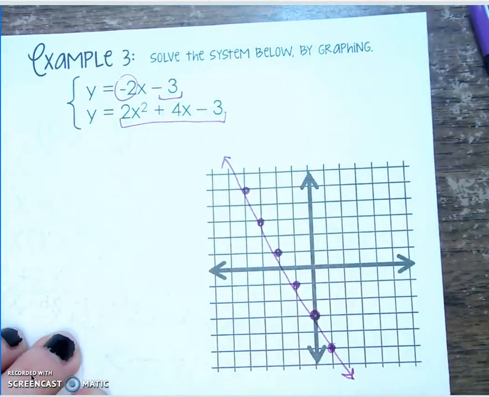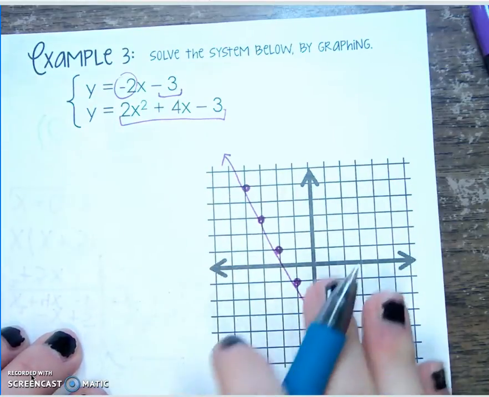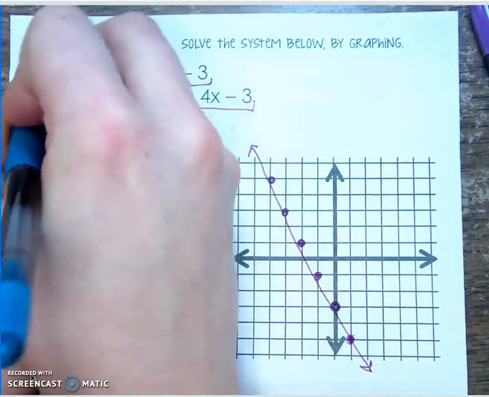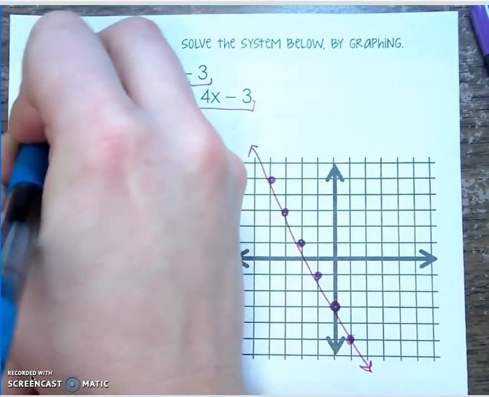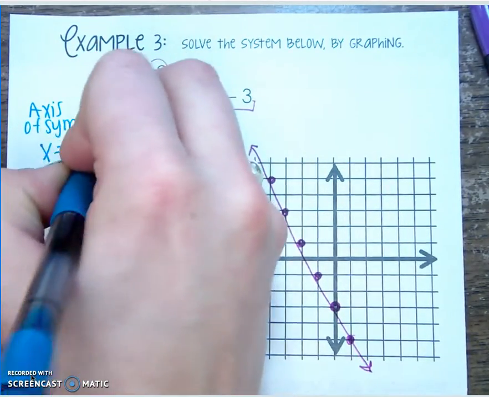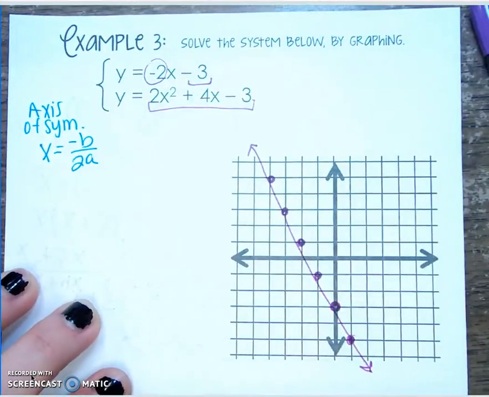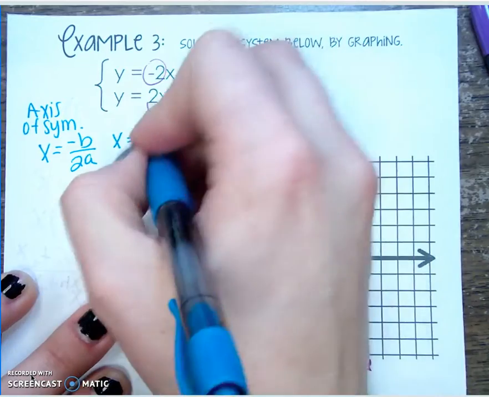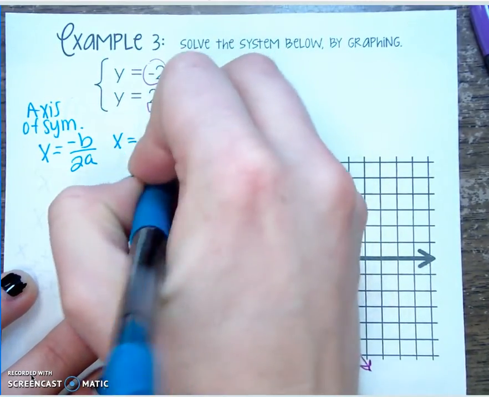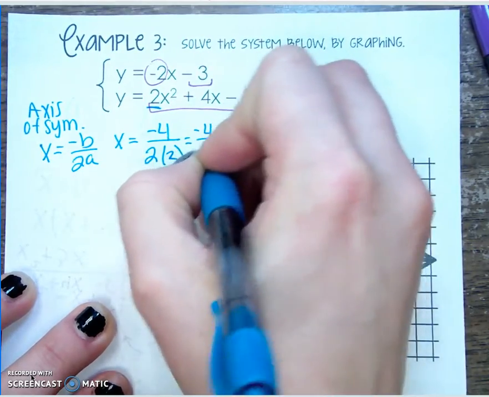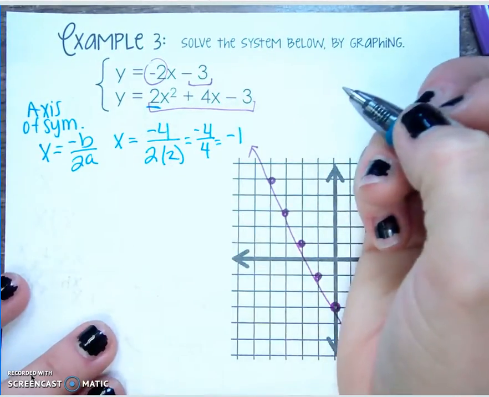What I'm going to do first, recall back in your yellow foldable, solving quadratics by graphing. All right, that will help you remember. We're going to find our axis of symmetry. Remember, that's when x equals negative b over 2a. If you don't remember this, go back and look at that yellow foldable. X equals the opposite of b is negative 4 over 2 times a is 2. So negative 4 over 4 is negative 1.